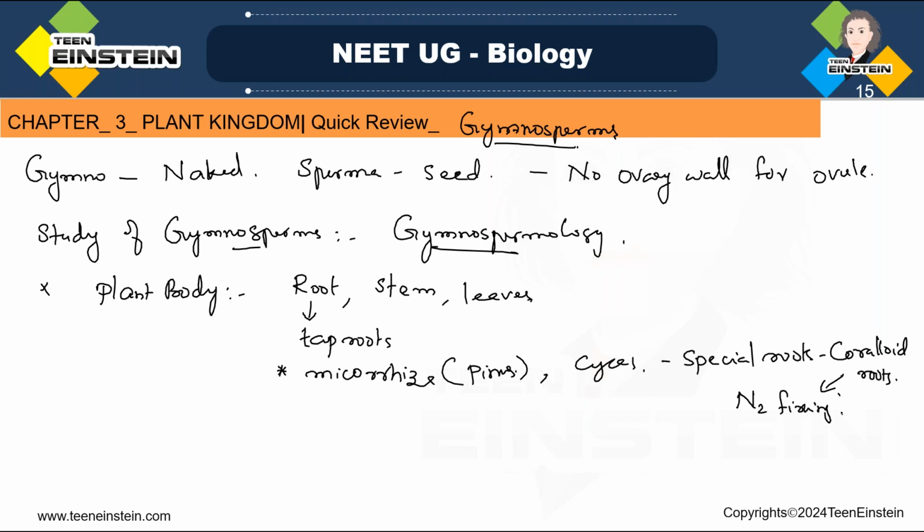In Cycas, which is a gymnosperm, roots are of two types, tap roots and coralloid roots. Because we said that in Cycas this coralloid root is associated with nitrogen fixation, right?